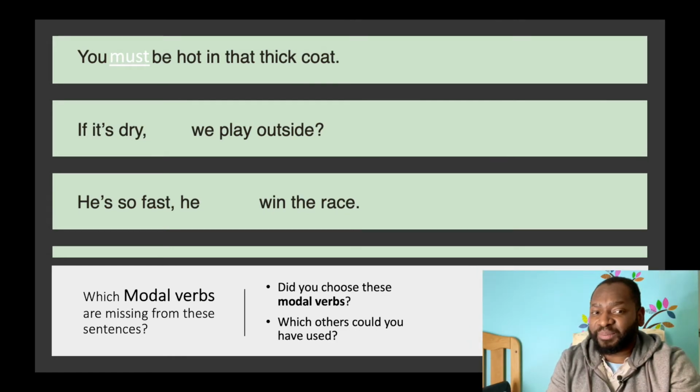How about this one? If it's dry, blank, we play outside. If it's dry, can we play outside? What about this one? He's so fast, he, blank, win the race. He's so fast, he should win the race.